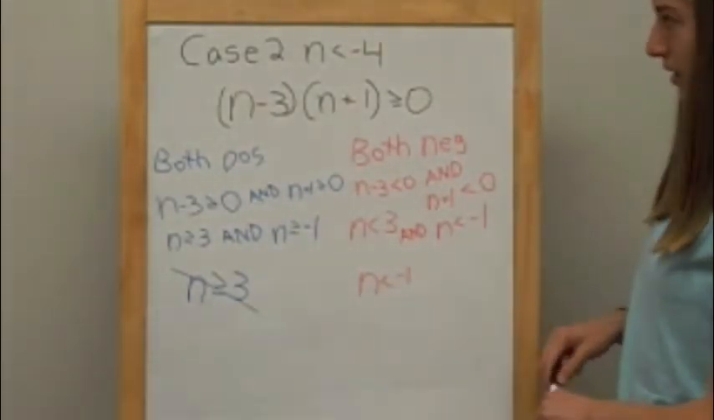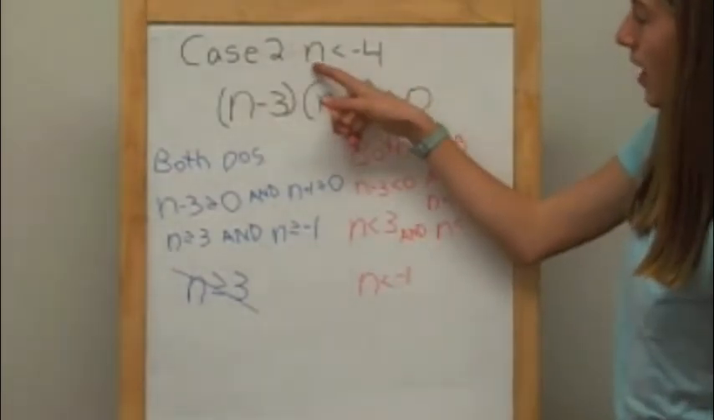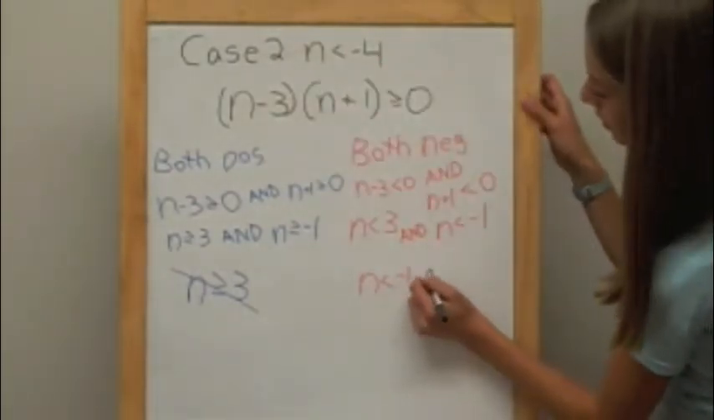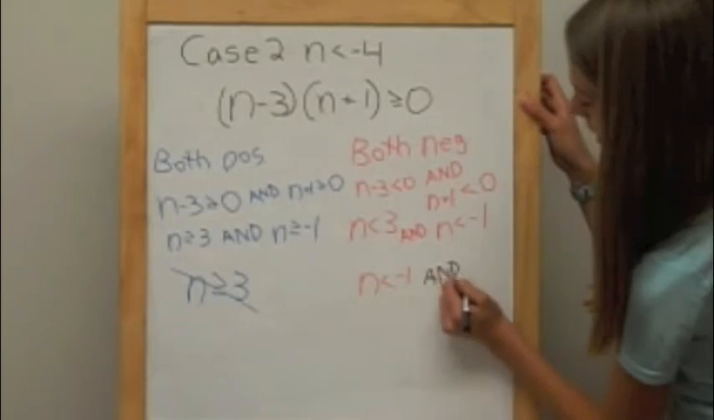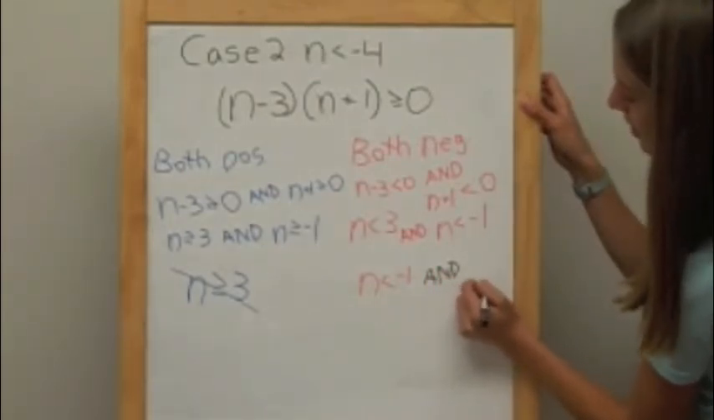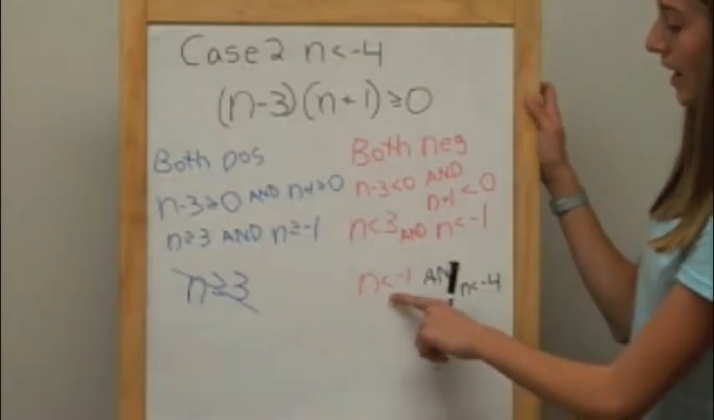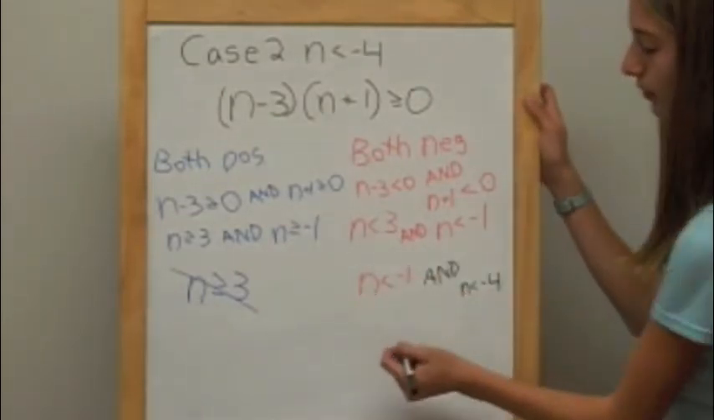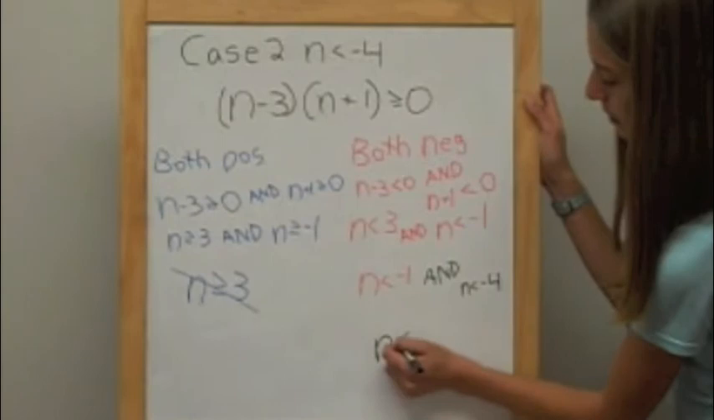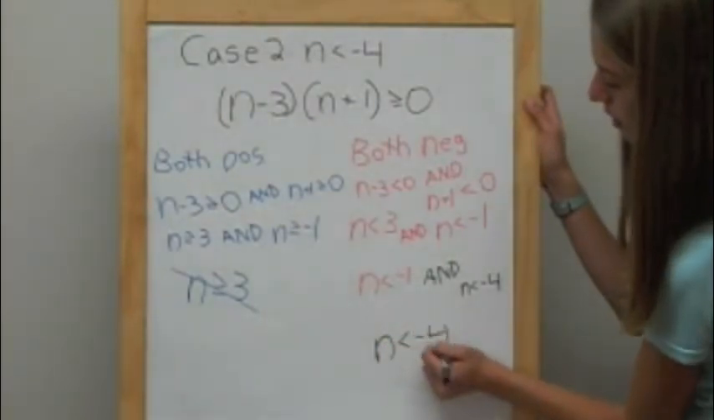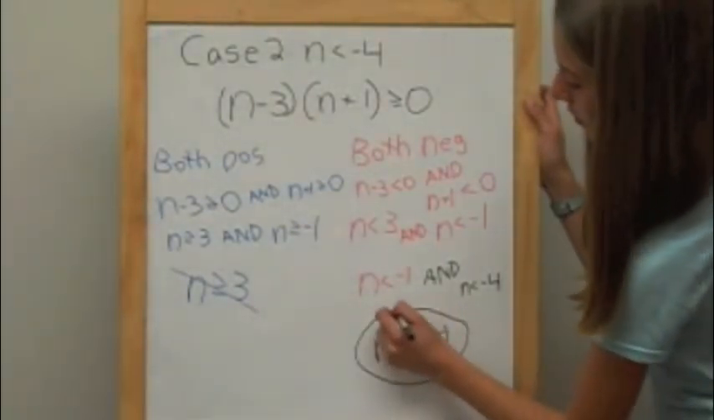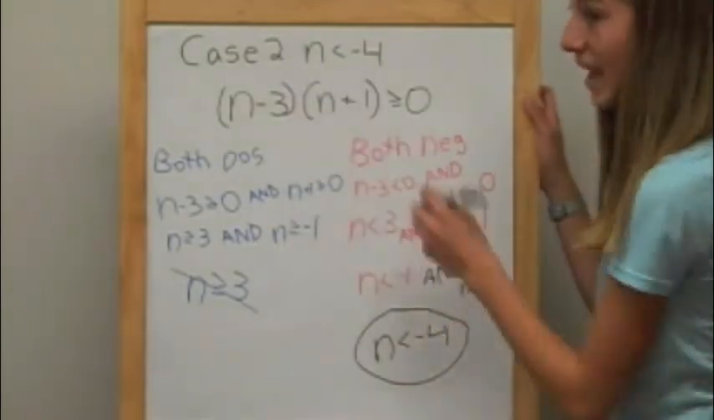However, in this case, n will also be less than negative 4. So, for n to be less than negative 1 and to be less than negative 4, n has to be less than negative 4. And this is our final solution for this case.